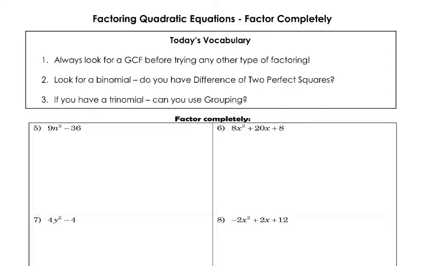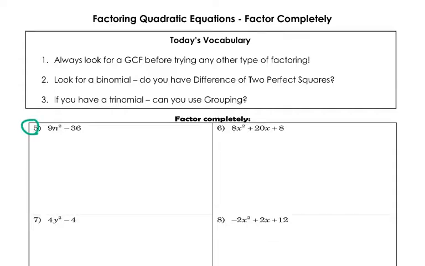Look to see if it's a binomial. Does it have a difference of two perfect squares? Does it pass that? And if it's a trinomial, can we use grouping? So we'll look at number 5, and then we'll also look at number 6.